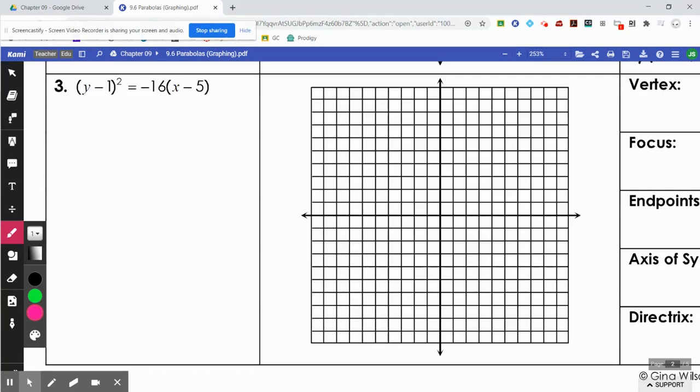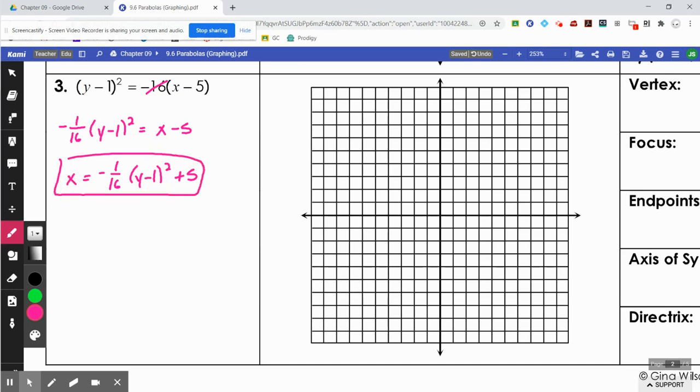Okay, number 3, let's go ahead and move our -16 over by dividing by -16, which again is the same thing as multiplying by the reciprocal. -1/16 (y - 1) squared equals x - 5. Now let's isolate our x by moving the 5 over. So we now have -1/16 (y - 1) squared + 5. And instead of putting equals x, I'm going to put the x out front. So now we are in standard form. Now let's talk about our vertex.